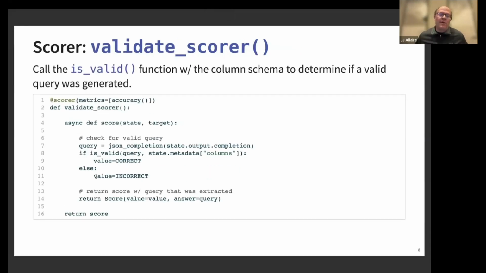And then the scorer is basically going to take the output from the model. This JSON completion function is just a helper, because some models like to put JSON code blocks in, so it strips that away. The idea is to clean it up so we get pure JSON, read it, and then we call the isValid function, which is literally the exact same isValid function that's used in the course, and we figure out whether the query was valid.